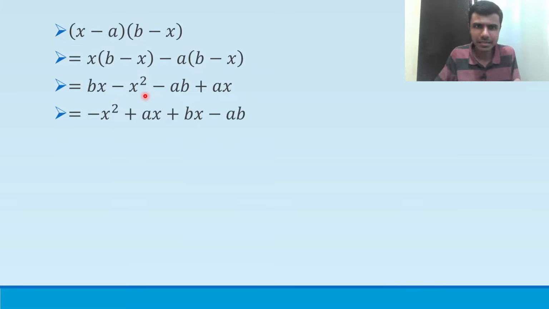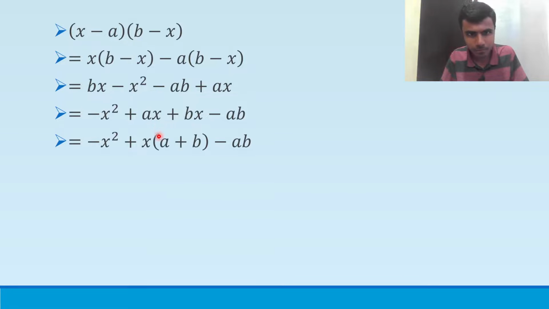Now let's rearrange things. Minus x square in the beginning, plus ax plus bx minus ab. All good? Chalo. Now in these two terms, ax and bx, I can take something common. What can I take common? I can take x common. So x into (a plus b) minus ab.